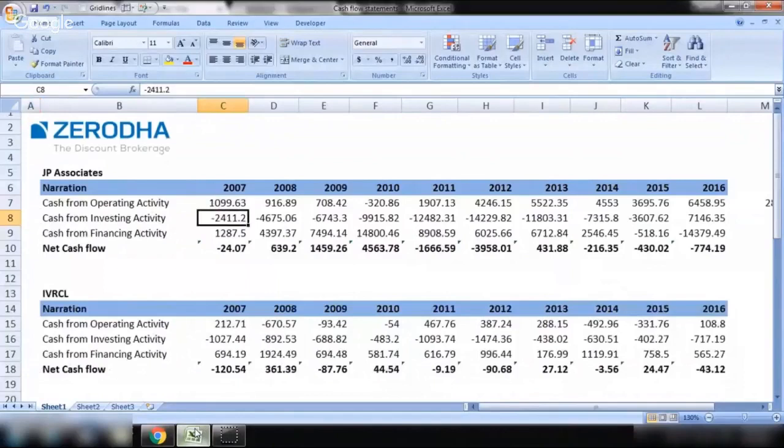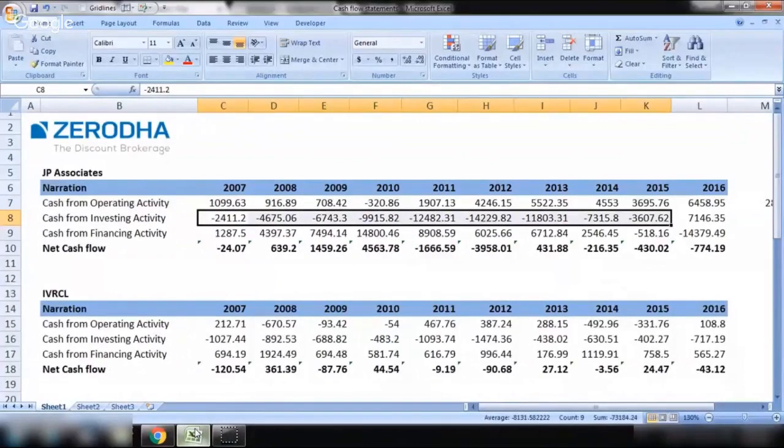Let's look at the investing activity. The first thing that occurs to me is that it's negative throughout, which means investing activity is consuming money.